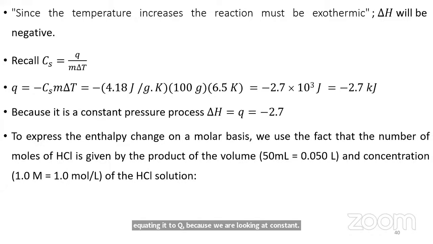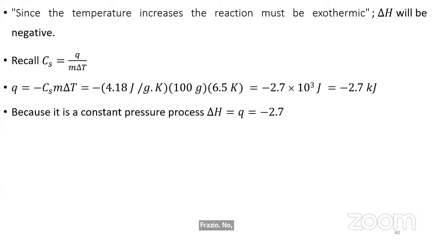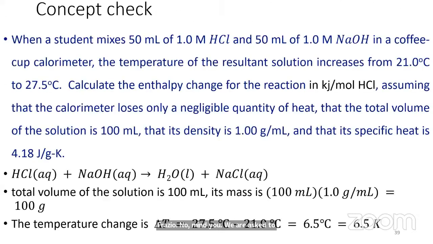Now, mind you, we were asked to calculate, when a student mixes 50 ml of 1 mole HCl and 50 ml of 1 mole sodium hydroxide, the enthalpy change for the reaction in kilojoule per mole HCl. So we already have our calculation using the specific heat capacity. We've already obtained our answer in kilojoule, but we need to get it per mole HCl.